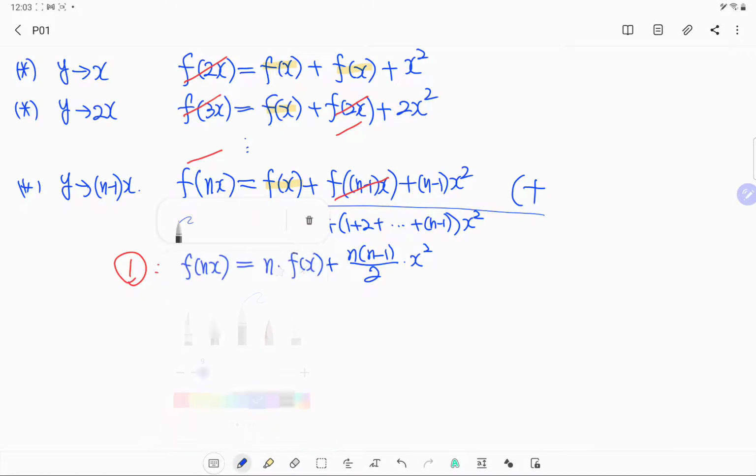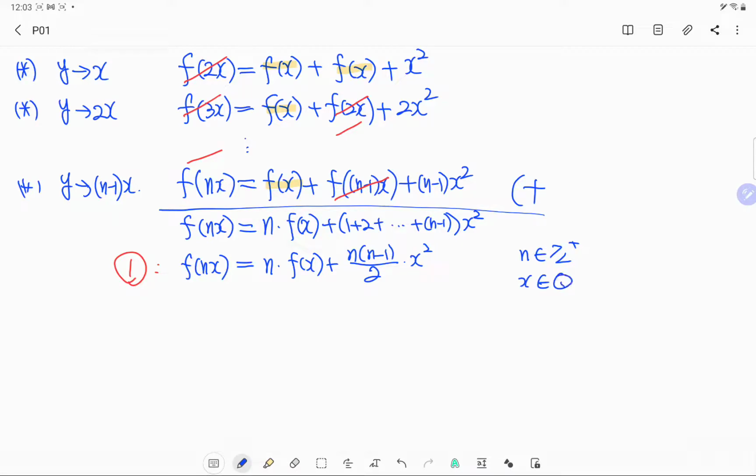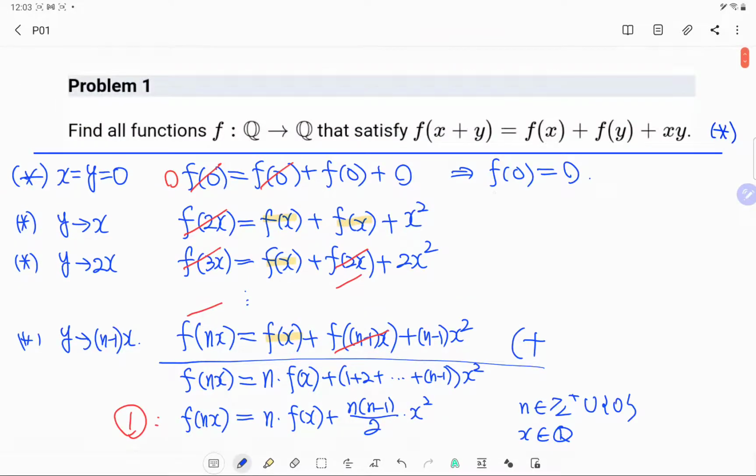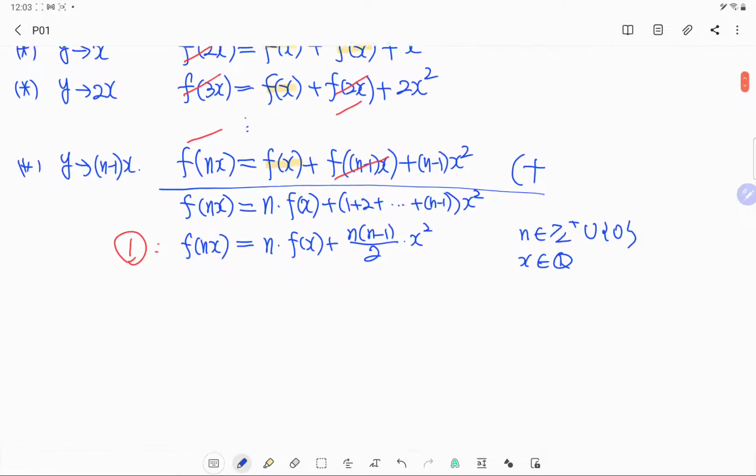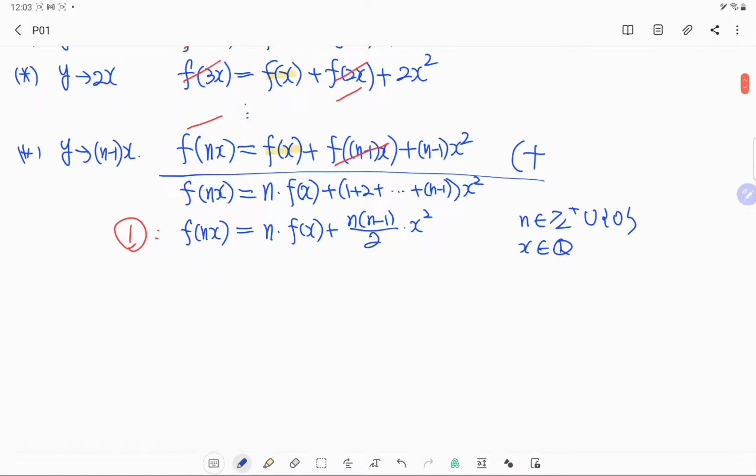And we know that for this one it fits for n a positive integer, and x can be any rational number. Actually, n can also be 0 because we have seen that f of 0 is 0. So if we just plug in 0 here, it also fits, because on the left hand side, we have f of 0, and on the right hand side, it is nothing but 0, if we just plug in n equals 0.